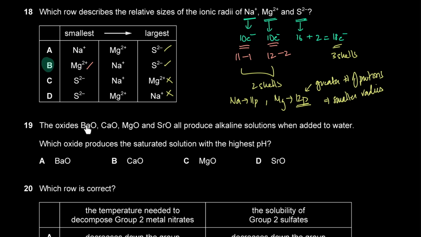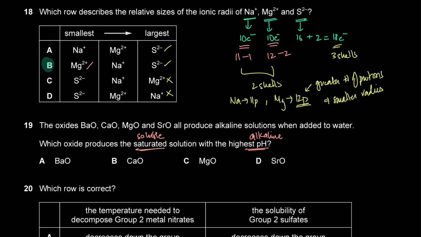The oxides barium oxide, calcium oxide, magnesium oxide, and strontium oxide all produce alkaline solutions when added to water. Which oxide produces a saturated solution with the highest pH? In other words, which oxide produces the most alkaline solution? When we talk about a saturated solution, we're talking about how much of each oxide dissolves. So which of these oxides is the most soluble?